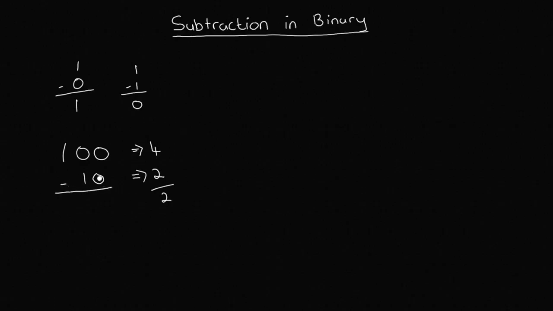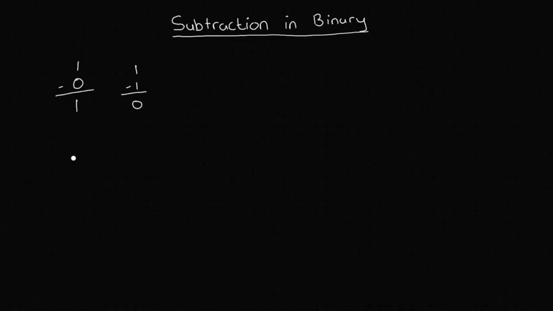So 0 from 0, we don't have to take anything away, so we can just leave that as 0. Now we encounter a problem, again similar to last time. When we want to take 1 away from 0, we can't do it. So we borrow from the next column. The next column loses 1, so in this case becomes 0. Now we've got 2 over here. So now 2 minus 1 leaves us with 1. And as you can see, this is equal to 2 in decimal.